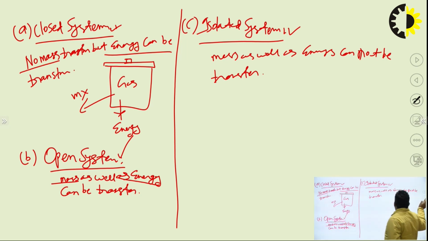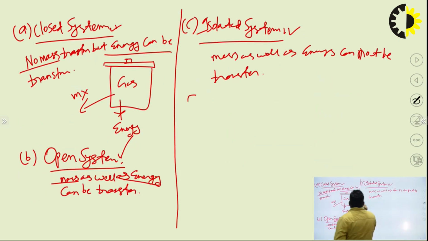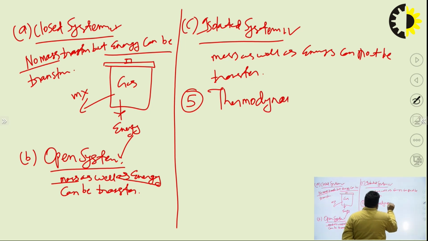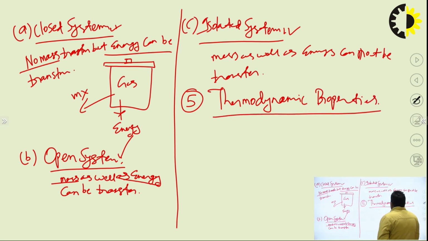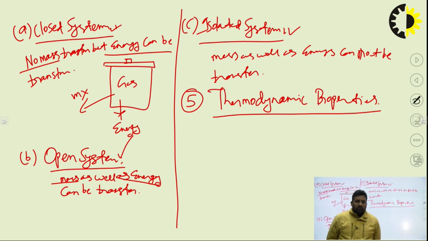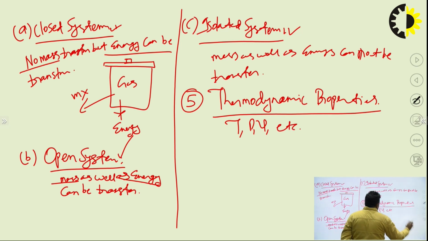Now, next one is fifth, thermodynamic properties. Any measurable quantity is called a thermodynamic property. Measurable means pressure, temperature, volume, which we can measure. Pressure we can measure by pressure gauge, temperature by thermometer, and volume we can also calculate. So anything that we can measure or calculate is called a thermodynamic property.